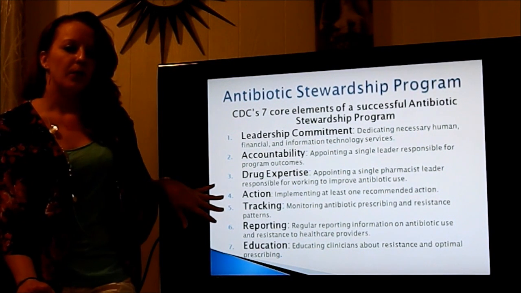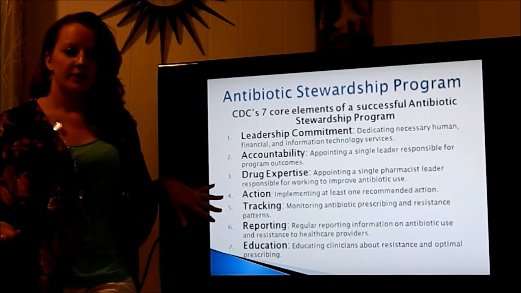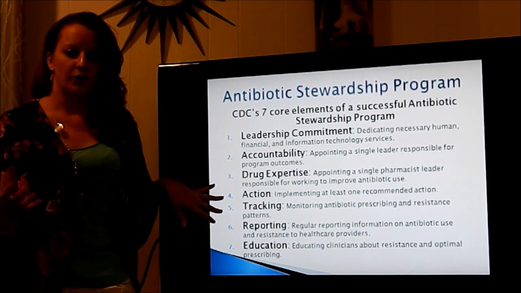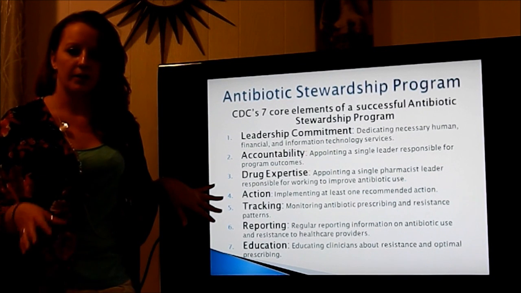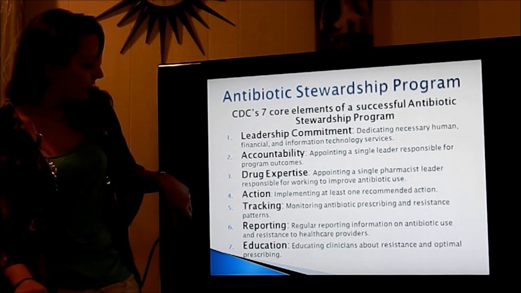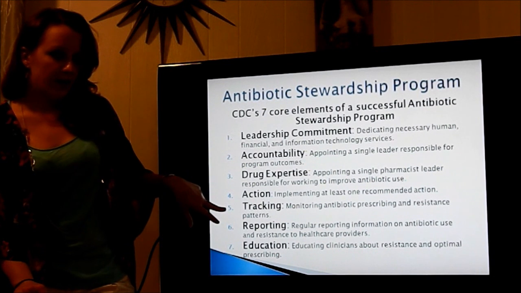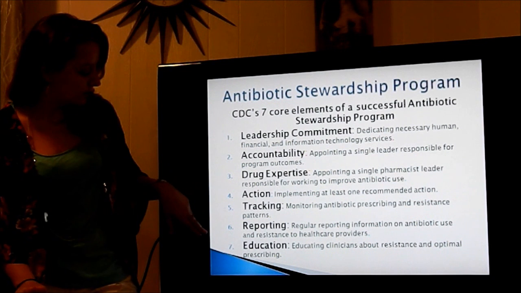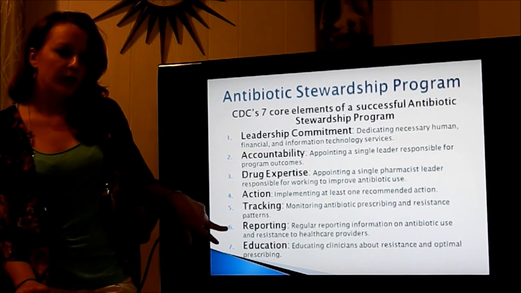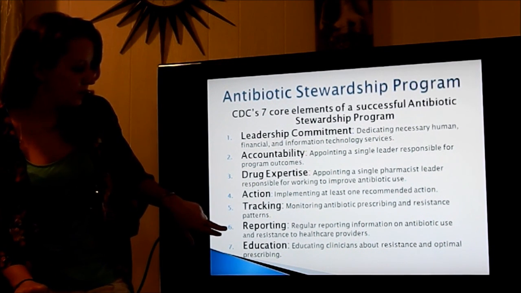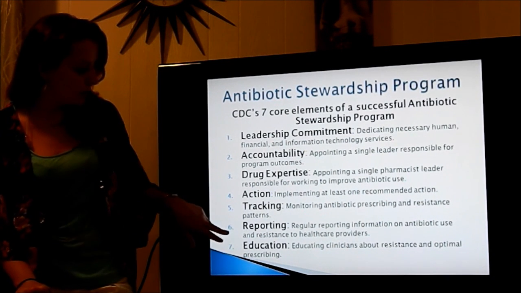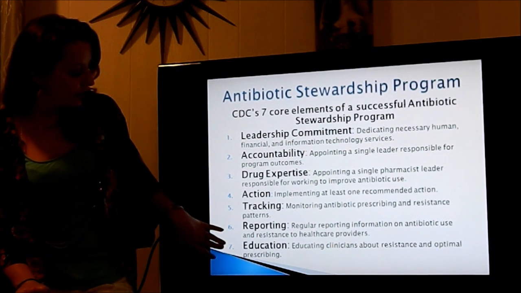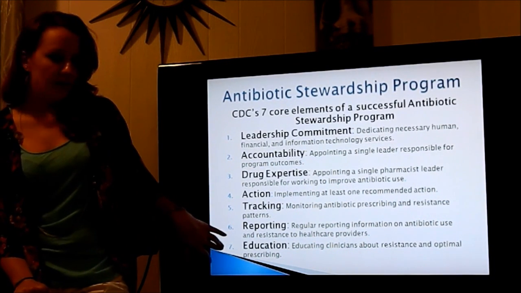For example, that would be providers revisiting patient drug information and test results 48 hours after their initial treatment and making adjustments accordingly. Number 5 is tracking, monitoring antibiotic prescribing and resistance patterns. Number 6 is reporting, regularly reporting information on antibiotic use and resistance to healthcare providers. And number 7 is education, educating clinicians about resistance and optimal prescribing.